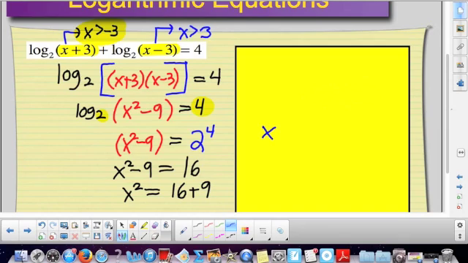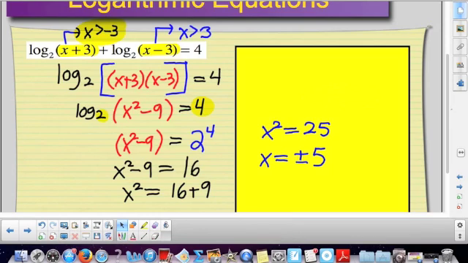X squared is equal to 25. X is equal to plus or minus 5 because I'm taking the square root of 25. Am I done? Is this the final answer? Why is this not the final answer? What is wrong with this? Yes, exactly. Greater than negative 3.